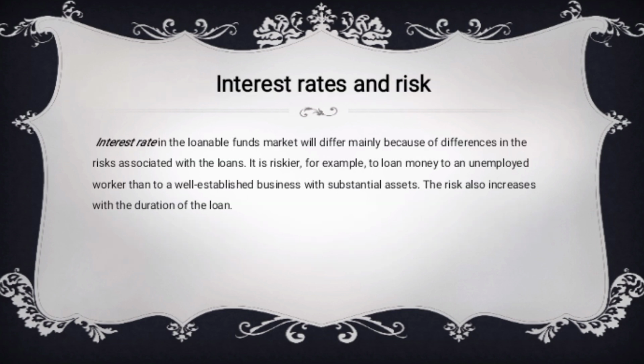Interest rates and risk. Interest rates in the loanable funds market will differ mainly because of differences in the risk associated with the loans. It is riskier, for example, to loan money to an unemployed worker than to a well-established business with substantial assets. The risk also increases with the duration of the loan. So, if interest rates rise, for instance, the value of a bond or other fixed income investment will decline. Interest rate risk is defined as the risk of change in the value of an asset as a result of volatility in interest rate.